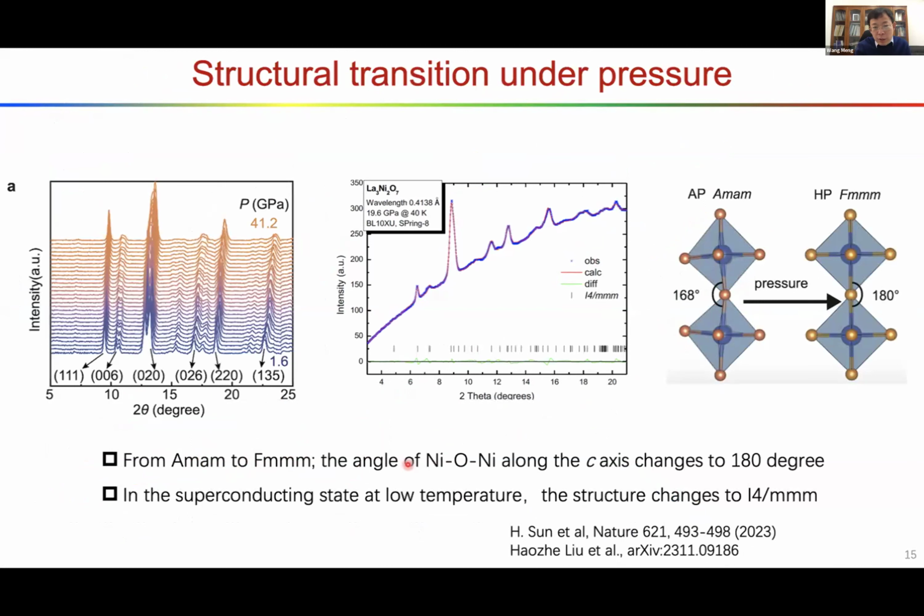The difference between the two structures is the angle between nickel, oxygen, nickel, and under high pressure it is 180 degrees. Recently, our collaborator, Professor Hao Liu, measured the sample at low temperature, at 40 Kelvin. That's in the superconducting state. The conclusion for this study was that there's another structure transition to I4/mmm. That means in the superconducting state, it's a tetragonal structure, so a is equal to b. But the electronic band structures are very similar for the FMMM and I4/mmm structures.